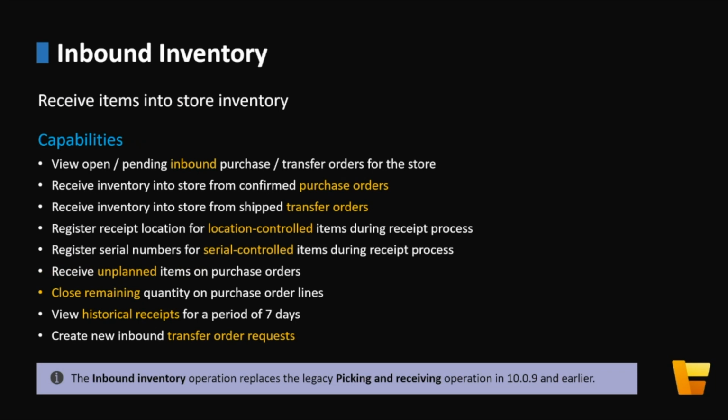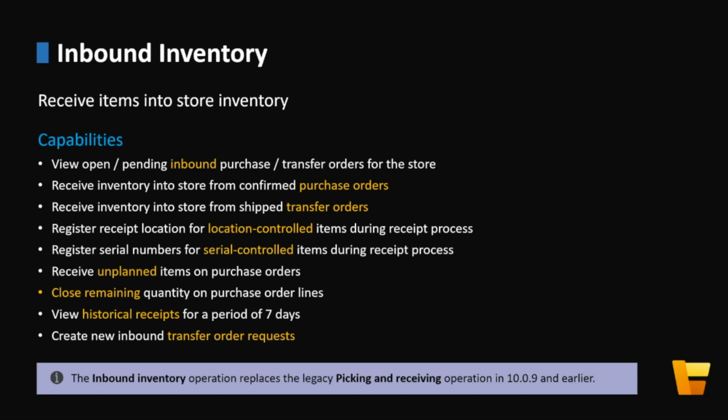Now let's get into our first inventory operation, inbound inventory. At a high level, this operation facilitates you to receive the inventory or the products into your store warehouse. In this operation, users can view the list of open or pending inbound orders for the store, and those orders indicate a plan for the inventory that will arrive at the store. And when the inventory physically arrives, users can use this operation to receive the items into the store inventory through either purchase orders or transfer orders.